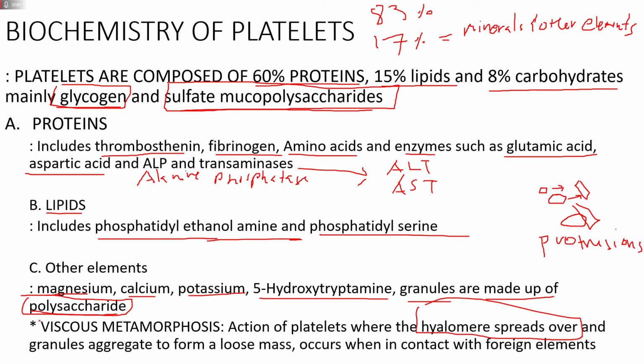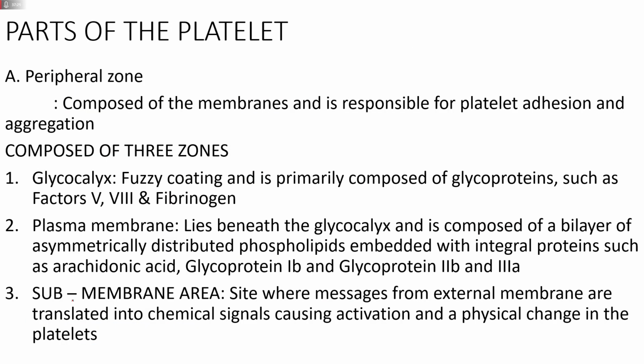Kaya dumidikit ang platelets niya sa foreign materials. And that action is called viscous metamorphosis. Again, your viscous metamorphosis class is the action of platelets where the hyalomere spreads over and granules aggregate to form a loose mass. And this would occur when in contact with foreign elements. Now let's discuss the parts of the platelet. Let's first discuss your hyalomere or the peripheral zone.